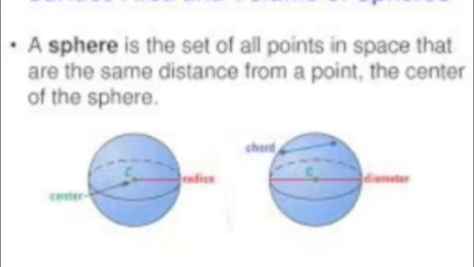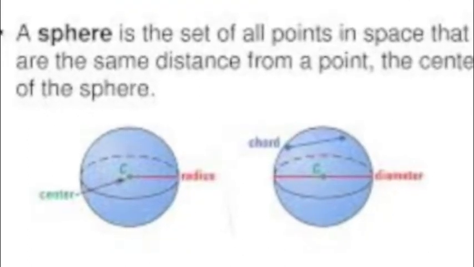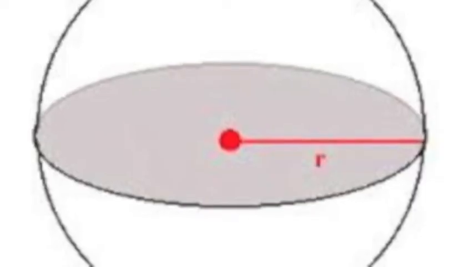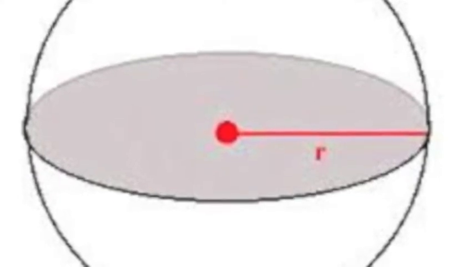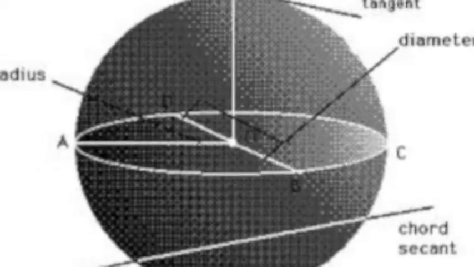A sphere is a set of all points in space equidistant from a given point, the center of the sphere. The center is the point on a sphere that all points are equidistant from. The radius is a segment from the center to a point on the sphere. A chord of a sphere is a segment whose endpoints are on the sphere. The diameter of a sphere is a chord that contains the center.